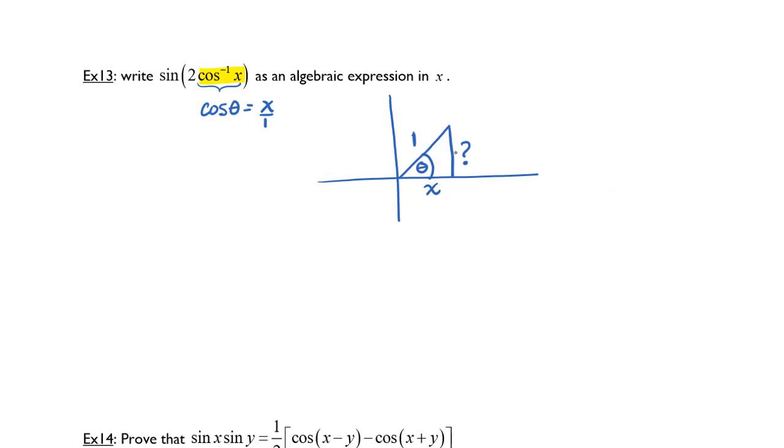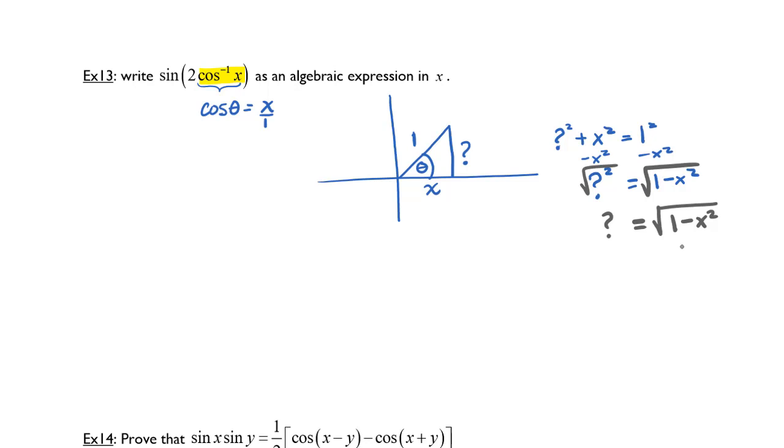I know that the side squared plus the other side squared equals the hypotenuse squared, which means the question mark squared plus the x squared is equal to 1 squared. If I subtract x squared from both sides, I get the question mark squared is equal to 1 minus x squared. Now I need to impose a square root on both sides to get just the question mark by itself. So the side I didn't know can be represented by 1 minus x squared all under a radical. So I'm going to take this question mark away and replace it with the square root of 1 minus x squared. Now I have all my sides for this triangle represented, and I can now use identities to write sine of 2 cosine inverse of x as an algebraic expression in x.